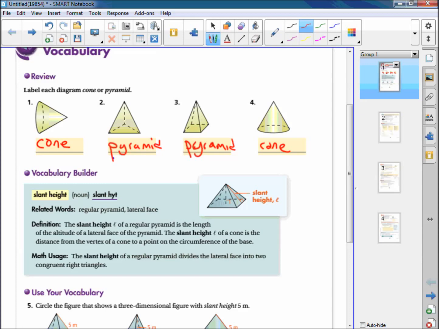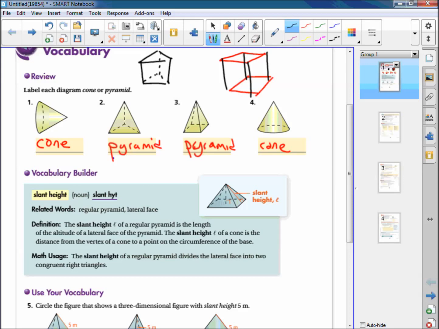So we learned last time a prism has two identical, congruent, parallel bases, and then rectangles that go all around them to form a three-dimensional figure. So that was like a square prism. We also could have had a triangular prism, something that would look like this.